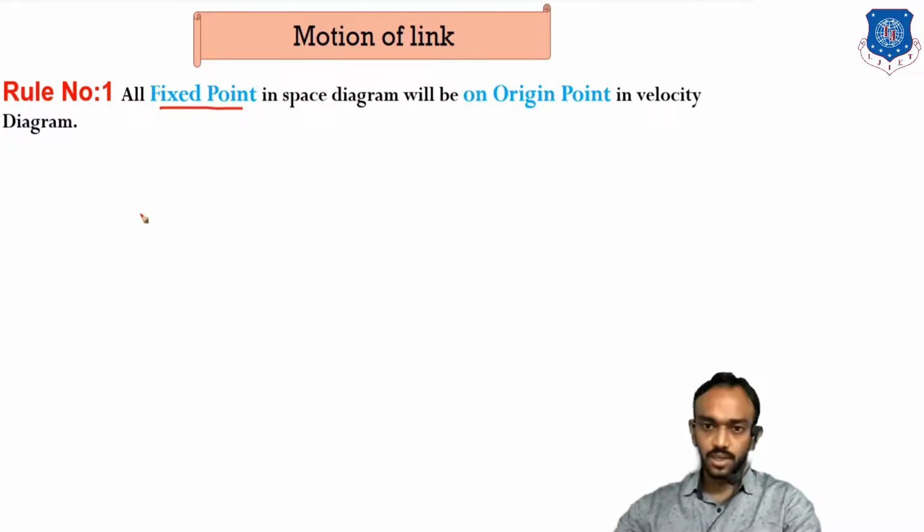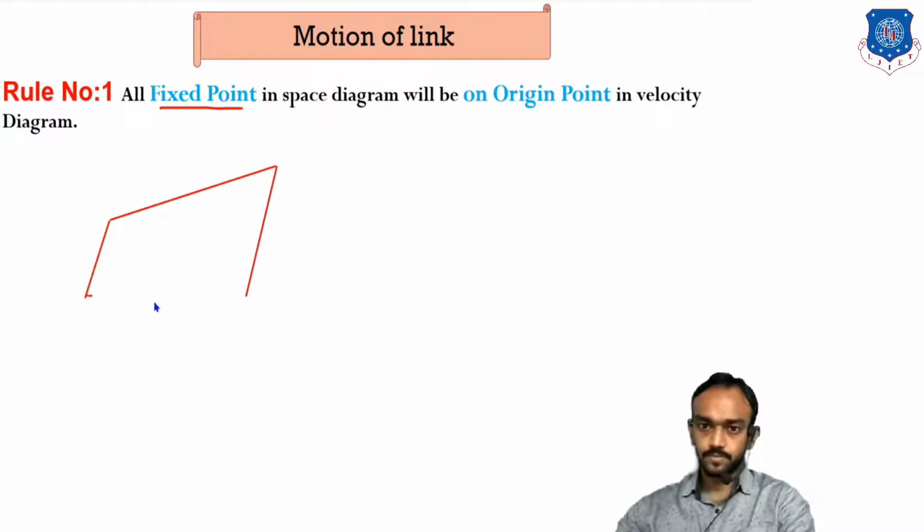All fixed points, like, sorry, I am drawing some basic mechanism here. This is a 4-bar link and its base is totally fixed. Here are A, B, C, D. These are all the hinge points. So AB is moving, BC is moving. Only this AD link is totally fixed here.